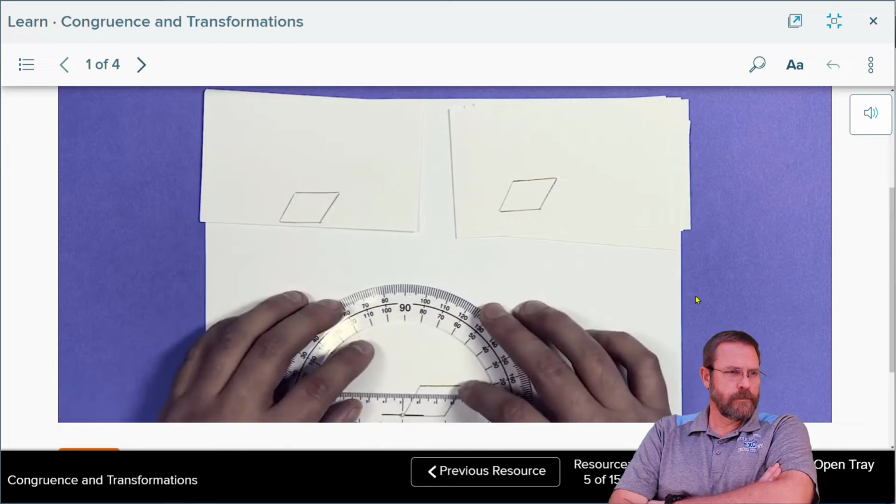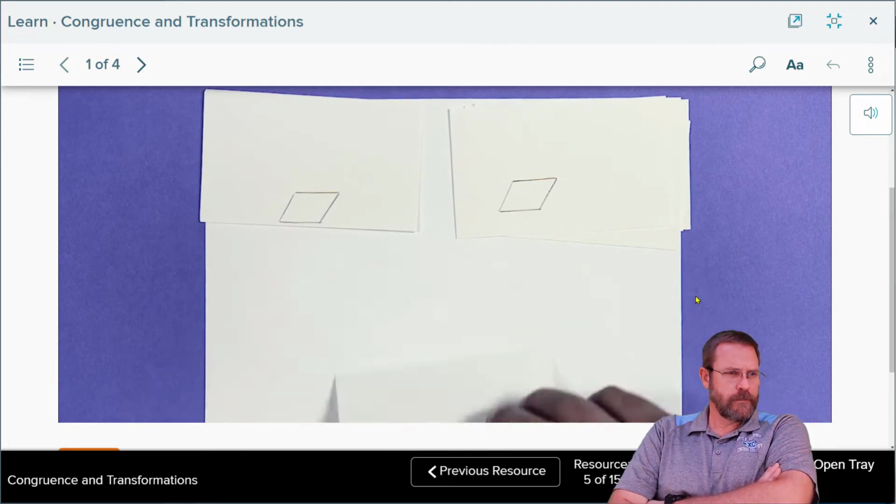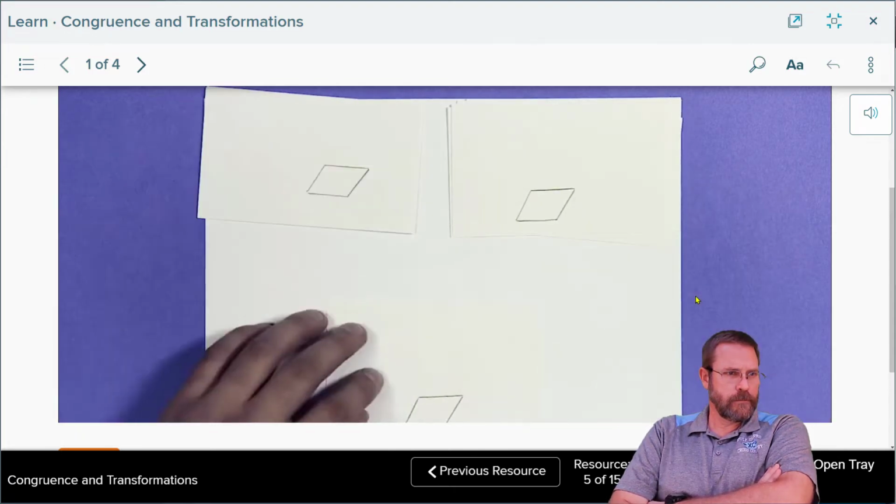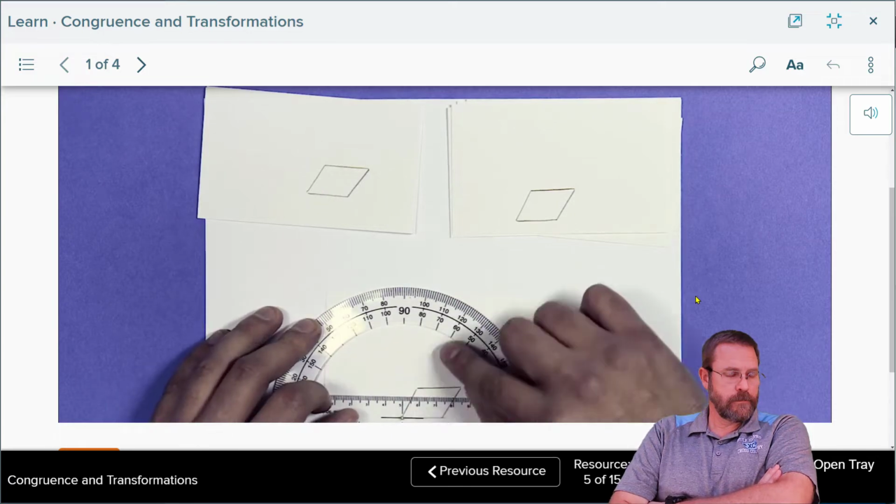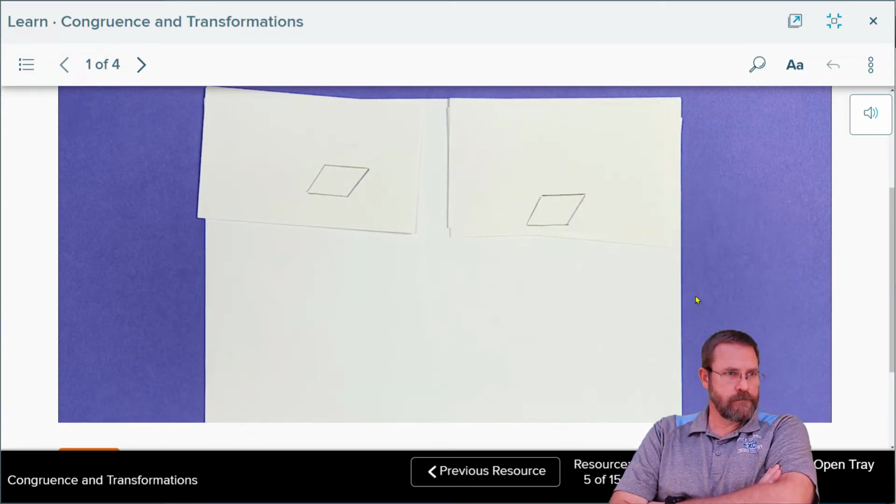The angles of each of the parallelograms are the same as well. Use a protractor to measure the bottom left angle. It is important to understand that sliding or moving a figure does not change its shape or size.